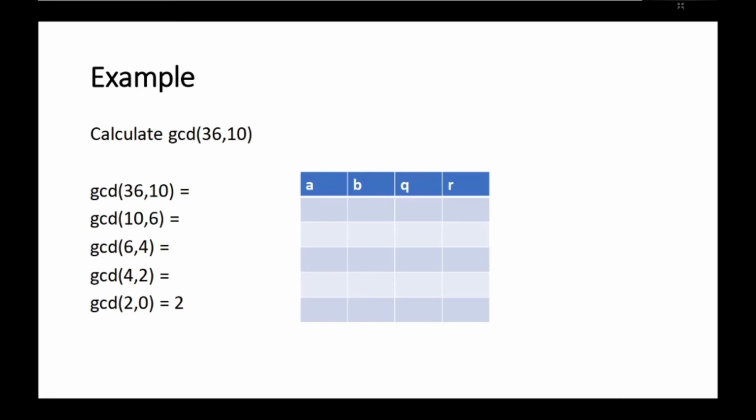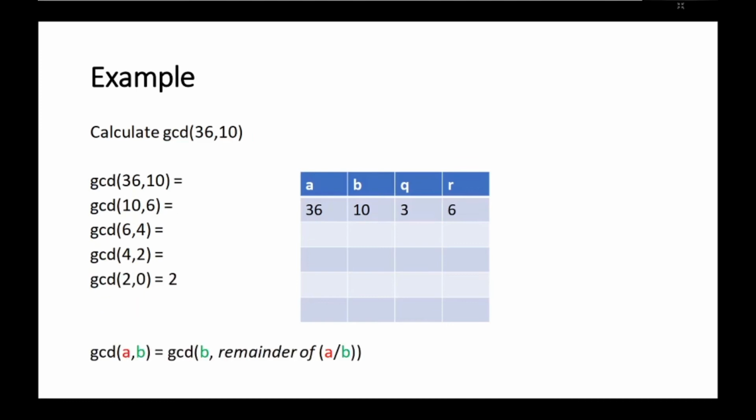And now we're going to do exactly the same thing as we did before, but we just write it down in a different way. So we start again with 36 and 10, and then we're trying to calculate the GCD of 36 and 10. Now we did this before, and we found a quotient of 3 and a remainder of 6 when you divide 36 by 10. And then we use this rule that the GCD of A and B equals the GCD of B and the remainder of A divided by B.